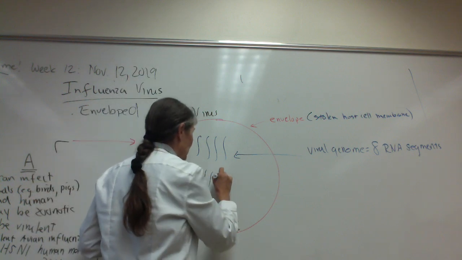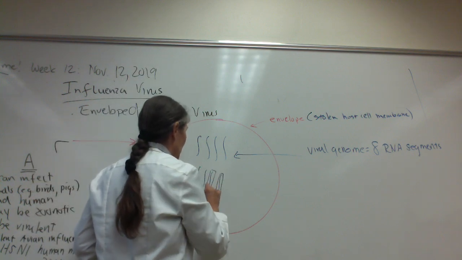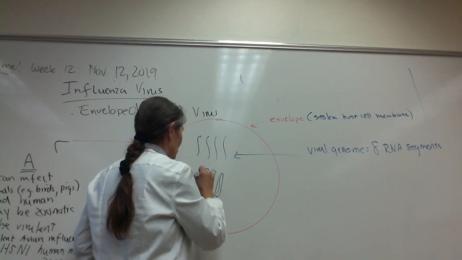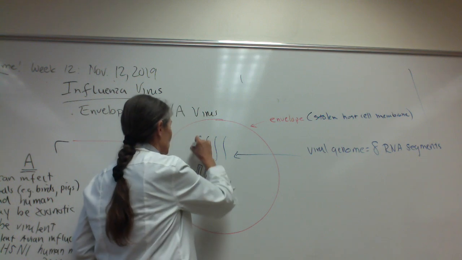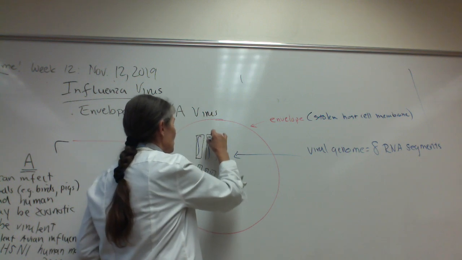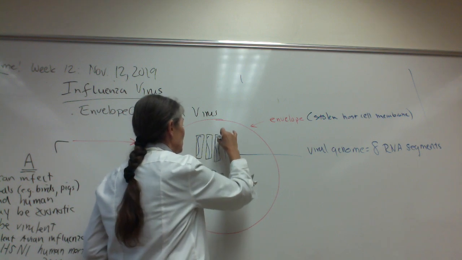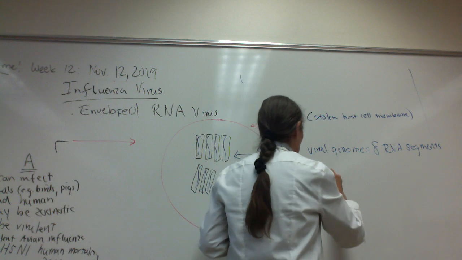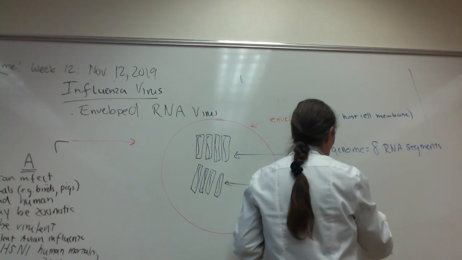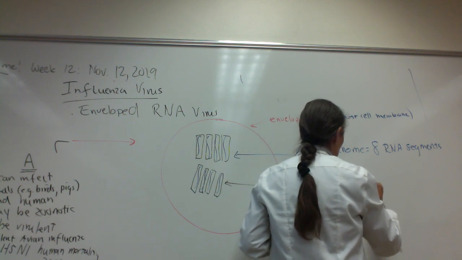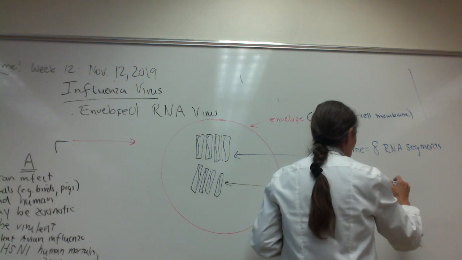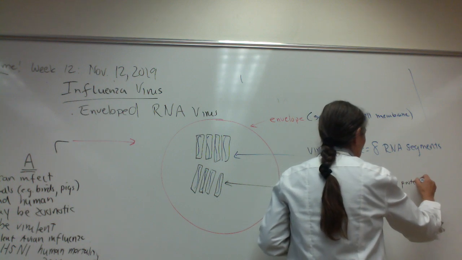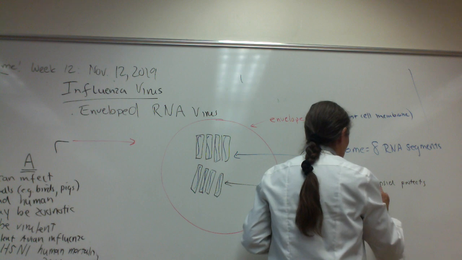Okay, so we'll just put a little helical capsid around these. And the helical capsid is not that big a deal, you guys. But we'll just put it in here. And there's additional proteins, but we're trying to keep this simple. Okay, so the black, I'll just do this, equals the protein capsid, which protects the RNA segments. Okay.